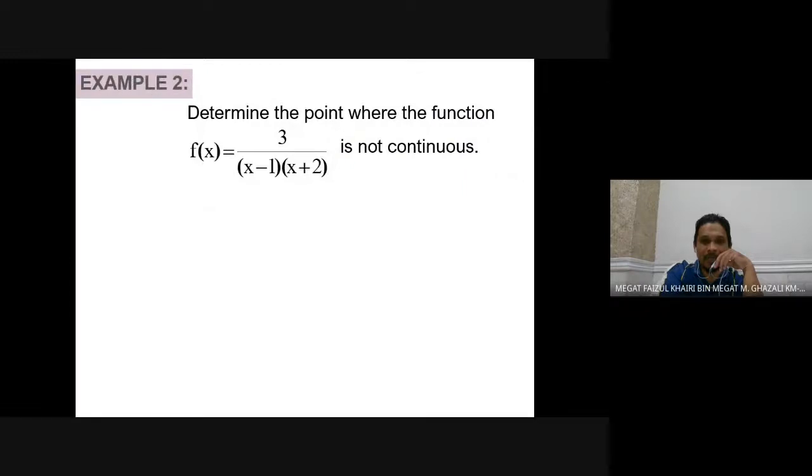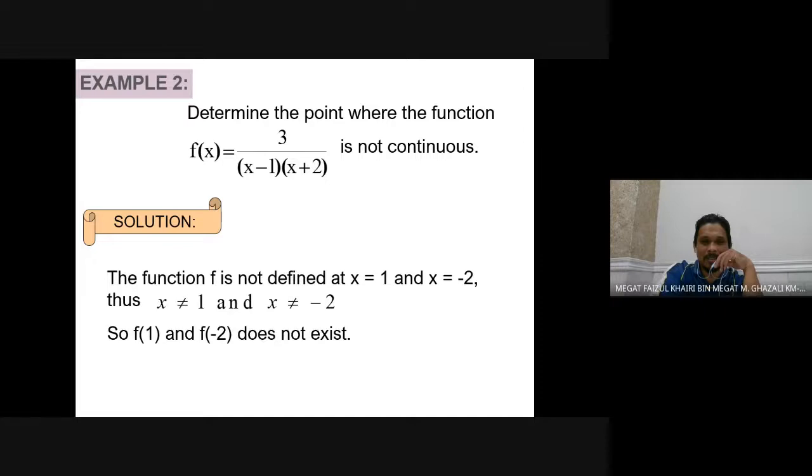Okay, determine the point where the function is not continuous. So guys, girls, the function is not defined at x equal to 1 and x equal to -2. So f(1) and f(-2) do not exist. Okay, for this one here, we look into what we did in the previous lecture.